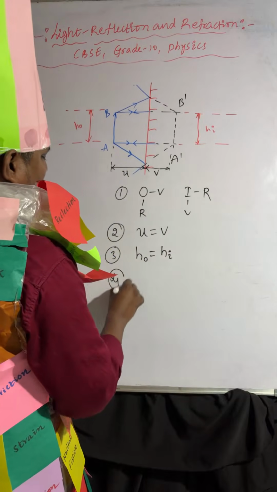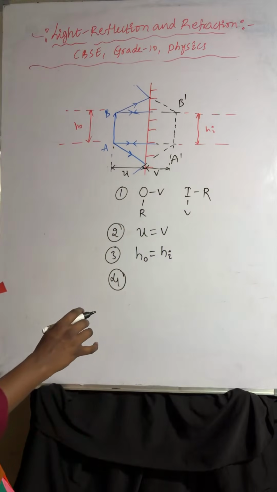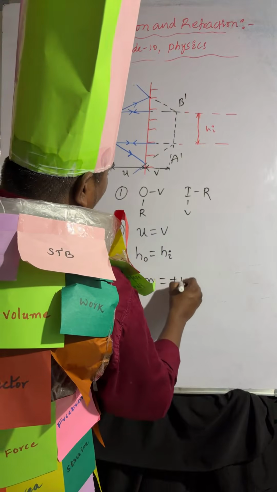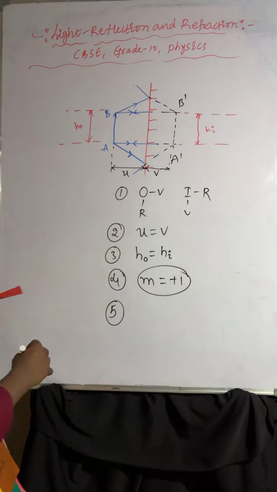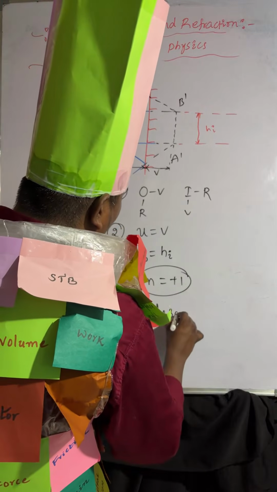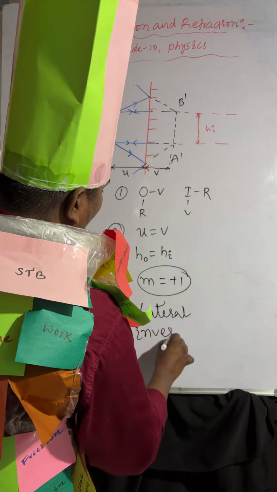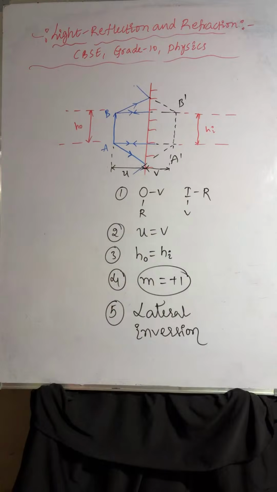And coming to the fourth one, the magnification of the plane mirror is +1. And coming to the fifth one, it also shows lateral inversion. Okay, these are the points.